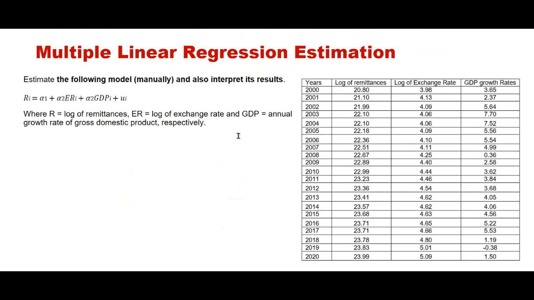Now in this part we are going to estimate the multiple linear regression, and this is our model. Here we have two independent variables, exchange rate and GDP growth. Now I have written this regression model in this simple mathematical equation. Here y stands for remittances, log of remittances. A is the y-intercept, which is alpha 1, B1 is alpha 2, and B2 is this alpha 3 here. And x1 is exchange rate and x2 is GDP growth rate. Therefore, in this table, this is y, this is x1, and this is x2.